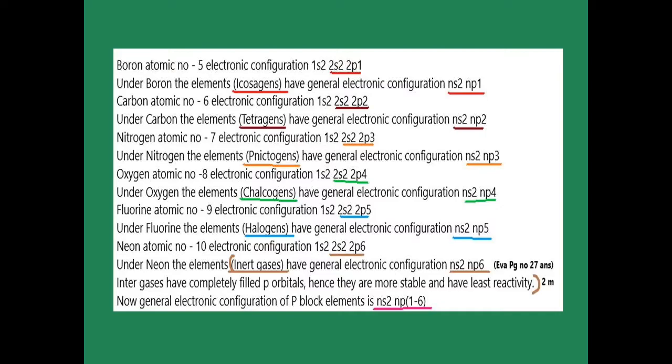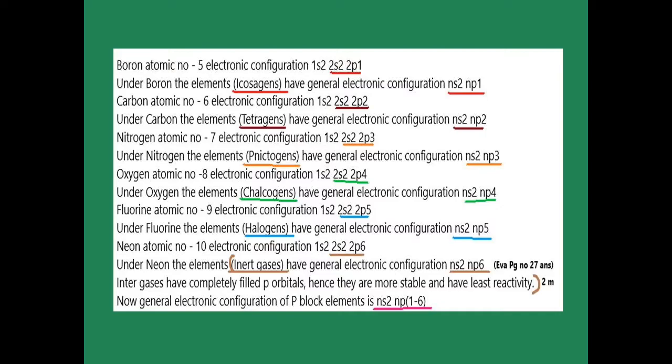Then carbon, atomic number 6, so 6 electrons are present, so electronic configuration 1s2, 2s2, 2p2. Under carbon, all the elements have the same electronic configuration, so the general electronic configuration of the carbon family, that is tetragens, is ns2, np2. In nitrogen, atomic number 7, electronic configuration 1s2, 2s2, 2p3. The family name is pnictogen, and general electronic configuration ns2, np3.